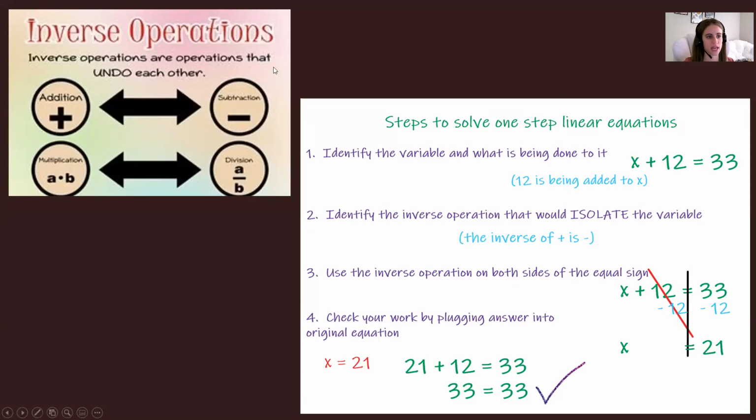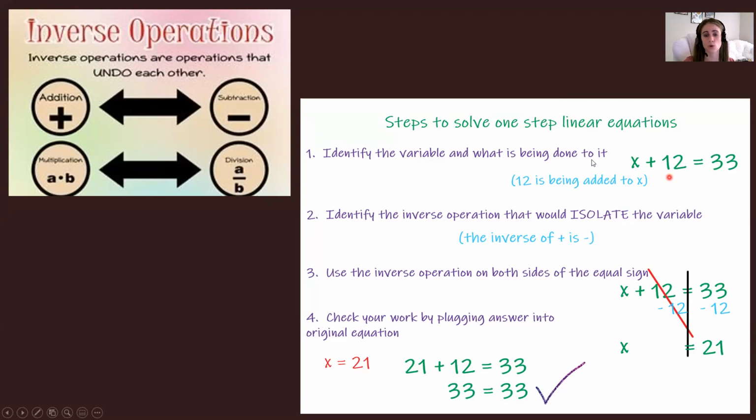Whenever we solve an equation, the first thing we need to do is identify the variable. So identify that letter and what operation is going with it. So in this example, we have X and we notice that 12 is being added to it.